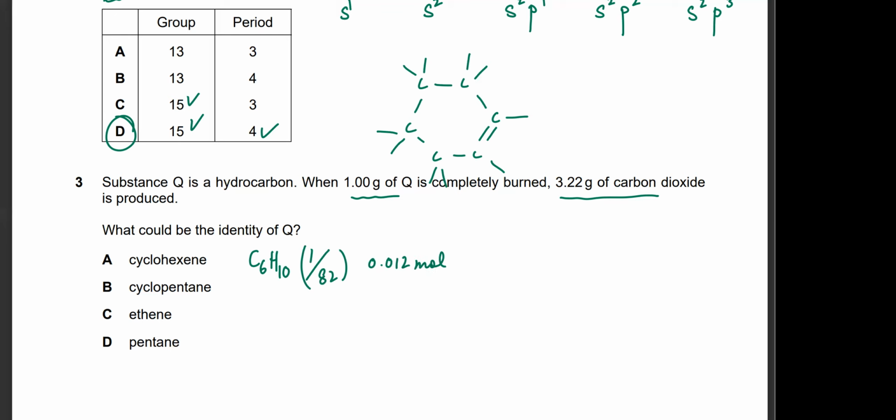0.012. So you're getting 0.012 moles. Now tell me, for 6 carbons, how many carbon dioxide would be produced? 6 carbon dioxides, right? So the ratio is one molecule is going to produce 6 carbon dioxides. So 0.012 into 6, what does it come to? What's 0.012 into 6?